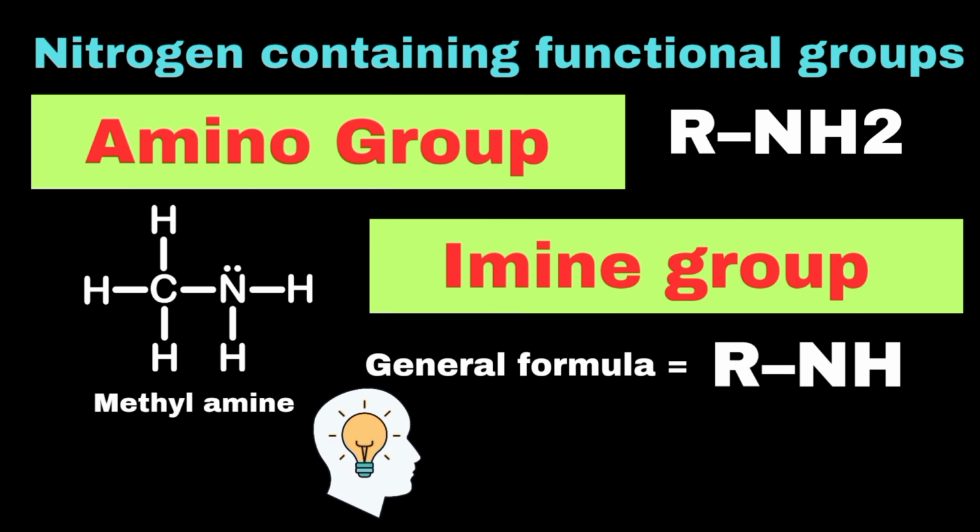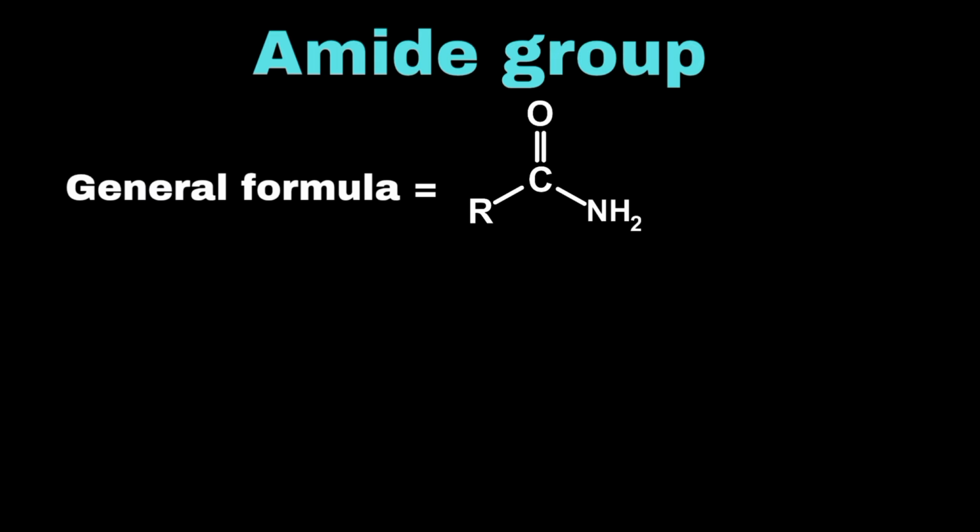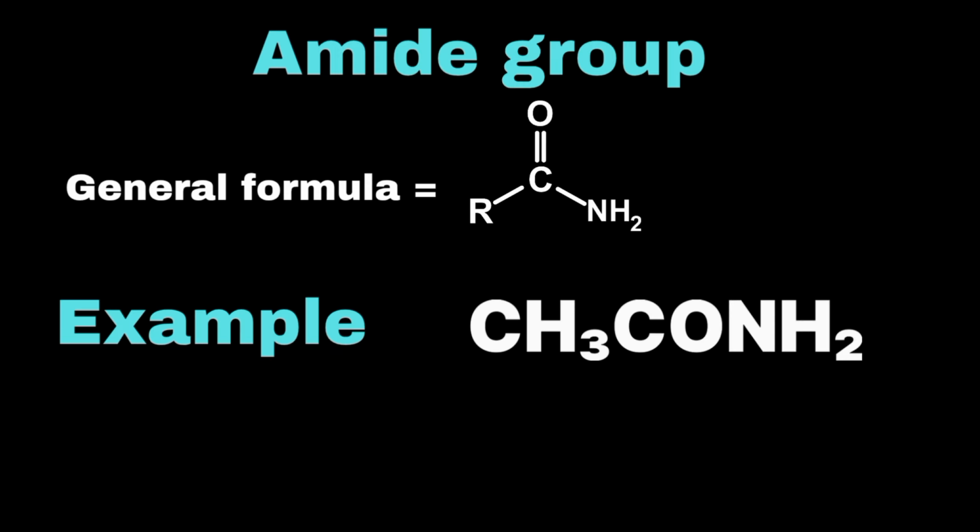Keep in mind, the amino group has 2 hydrogens with nitrogen, while the imine group will have only 1 hydrogen attached to a nitrogen atom. Now we will discuss the amide group. In this case, a carbonyl carbon will be present, and its general formula will be RC=ONH2. To understand it, we can take the example of acetamide.